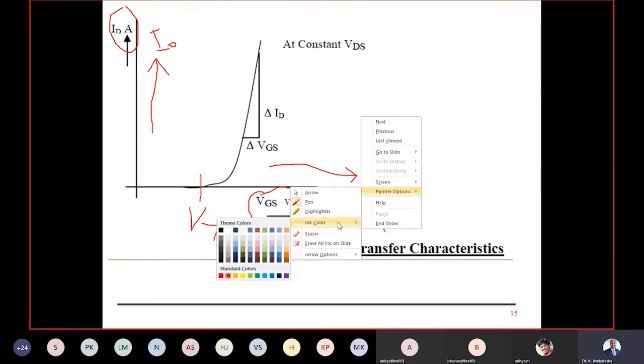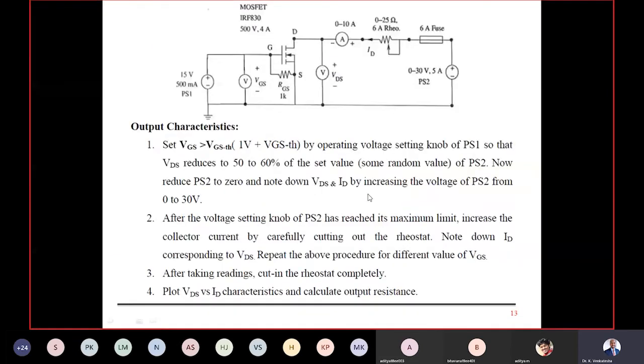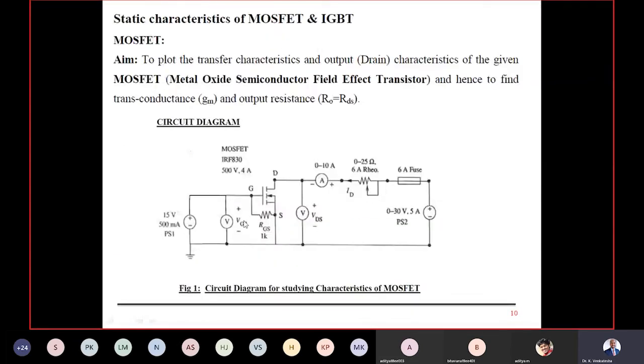Come back to the circuit. This is my control terminal. The gate is a control terminal. When VGS is more than the threshold voltage, then only the MOSFET conducts. Then only drain current starts flowing.